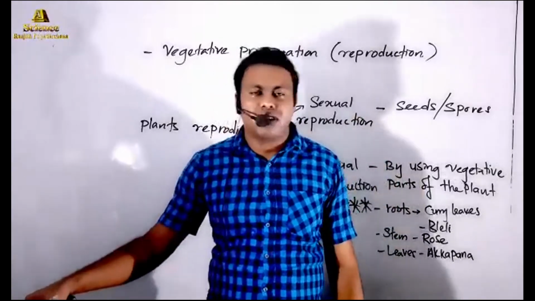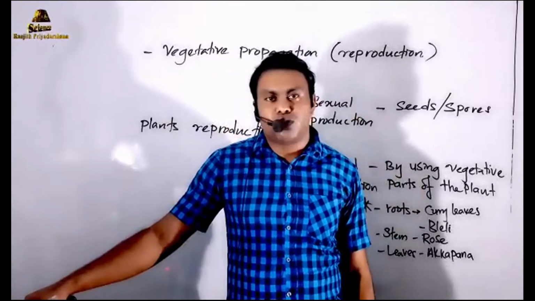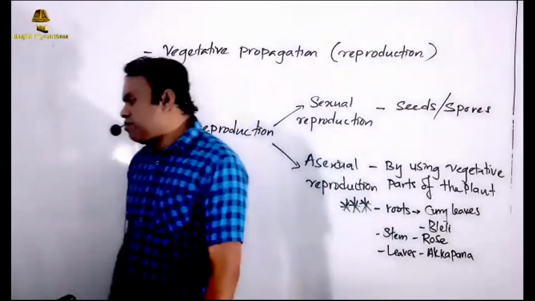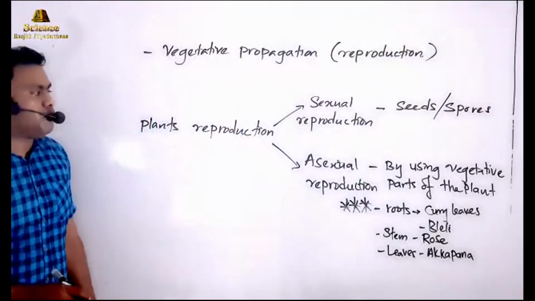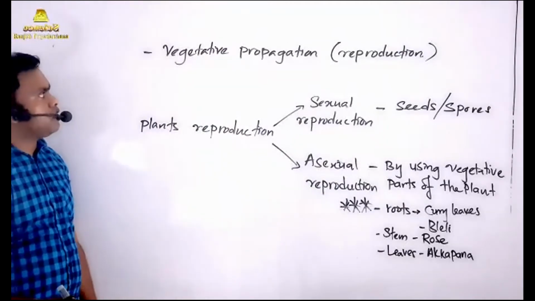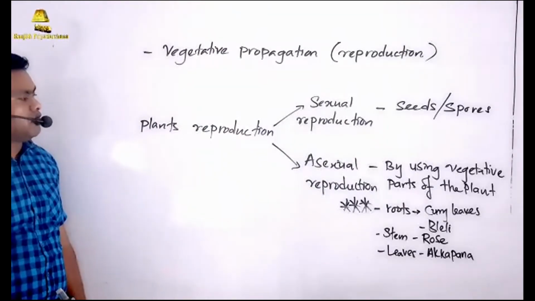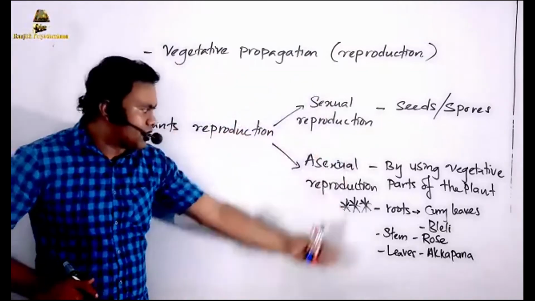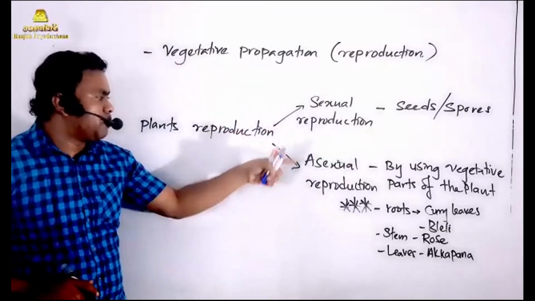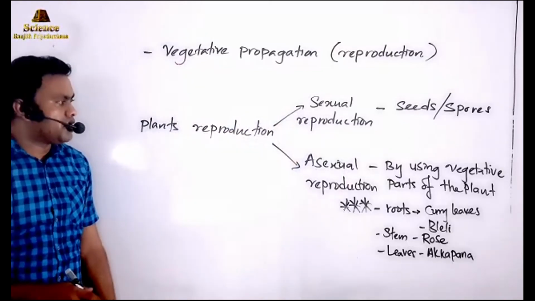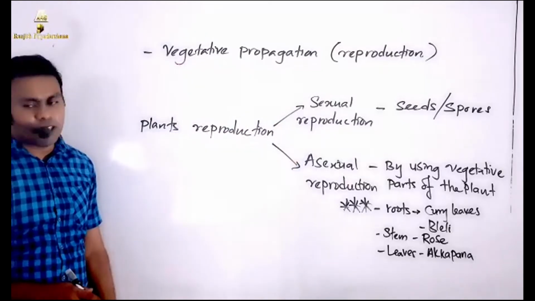First one, fixing the plant to the soil. Next one, absorption of water and dissolved minerals. Yes, last one for the vegetative propagation. There are two types of reproduction methods of plants. So that's sexual reproduction as well as asexual reproduction or vegetative propagation.